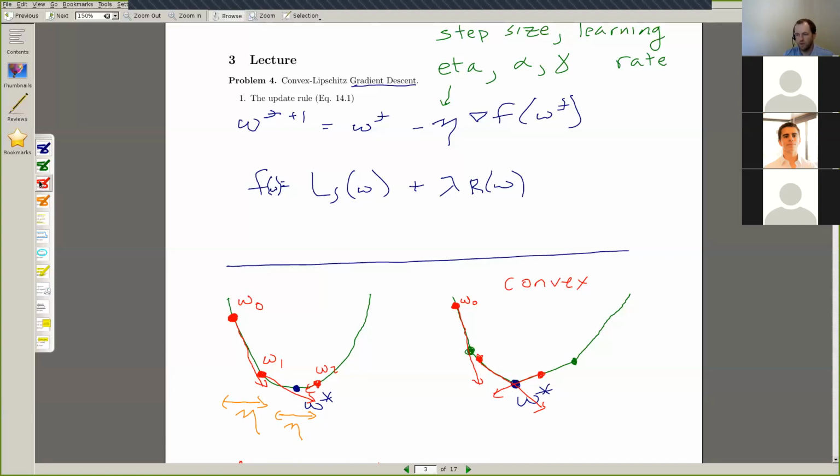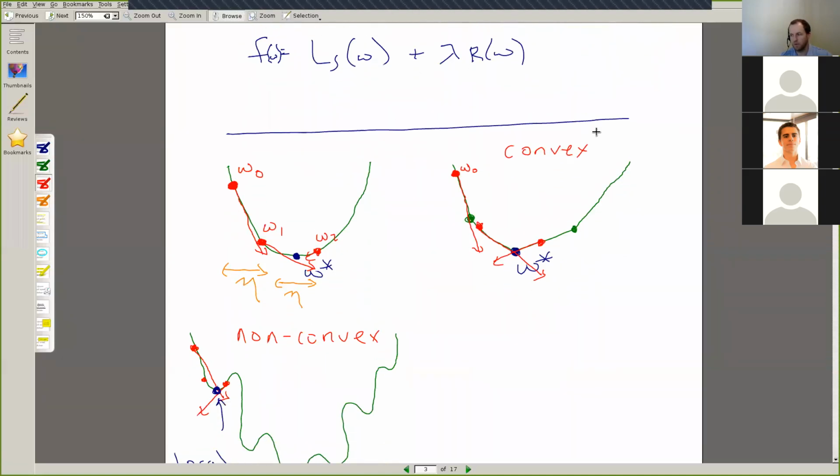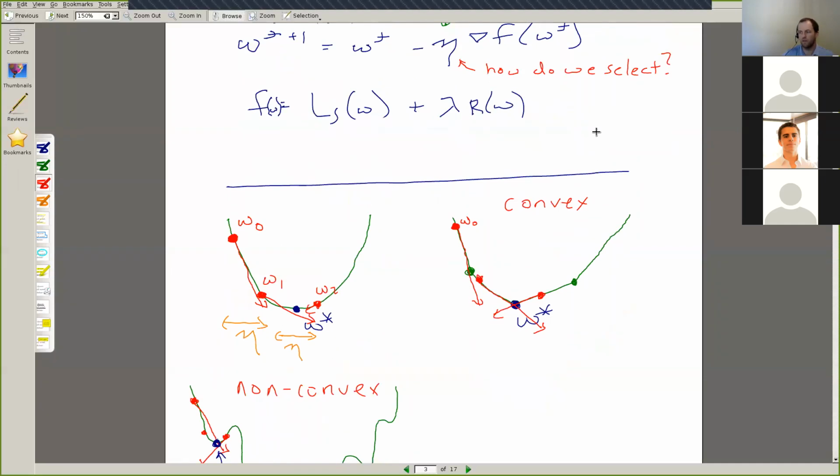Okay. So one really important question is, how do we actually select these eta values? And this turns out to be of fundamental importance, because if you don't select this value correctly, then we're not guaranteed to actually get to the minimum down here. So let's imagine again with this plot right here. I'm going to use blue this time.